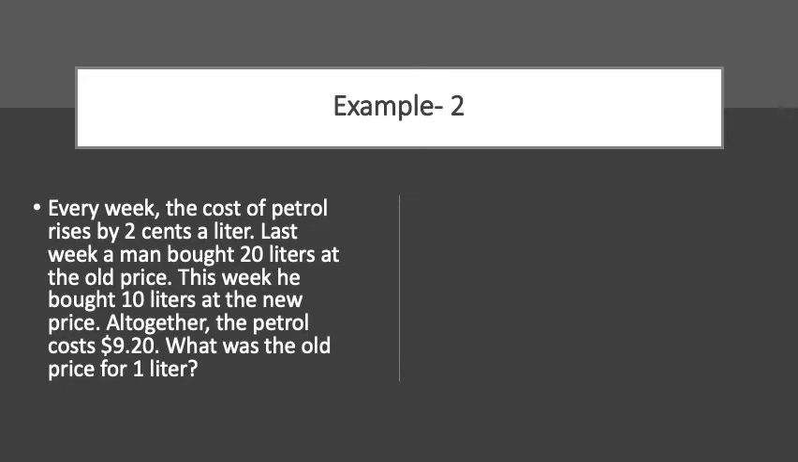Let's pause here with this information. What is the old price? Did they tell us in the story? No, they didn't. We can actually represent this old price with x cents. Let's move on with the question. This week, he bought 10 litres at the new price. Let's also pause here with this information. What is the new price? Did they tell us in the story? No, they didn't. But we know the new price would be 2 cents more than the old price. We can represent this new price as x plus 2 cents.